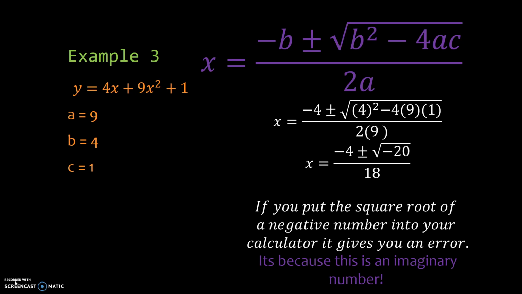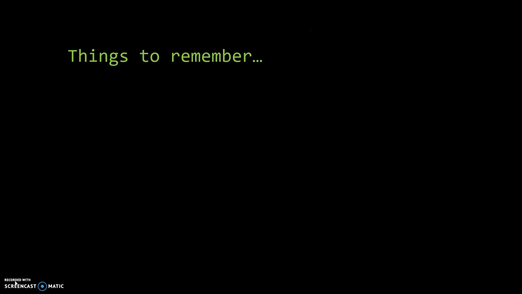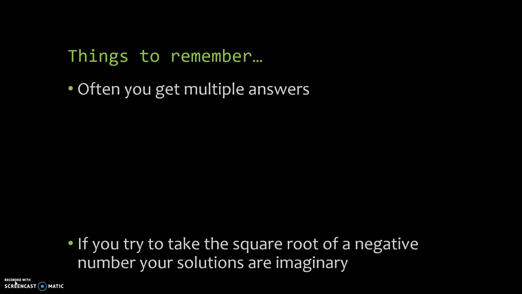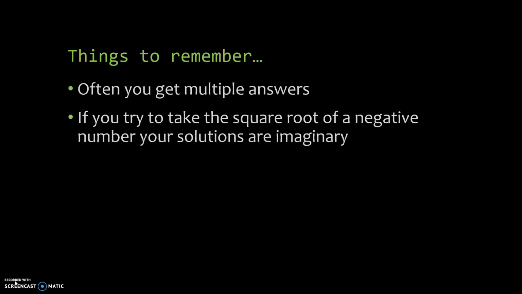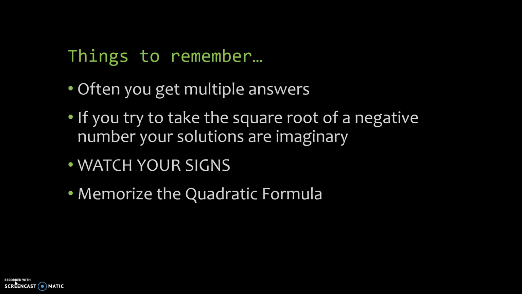So what does that mean? That means that our lovely graph does not cross the x-axis ever. So the key things to remember, you're going to get more than one answer most times. If you try to take the square root of a negative, your solutions are imaginary. Make sure you're paying attention to the signs, especially with the opposite b and putting parentheses around the b squared. And most importantly, memorize your quadratic formula.